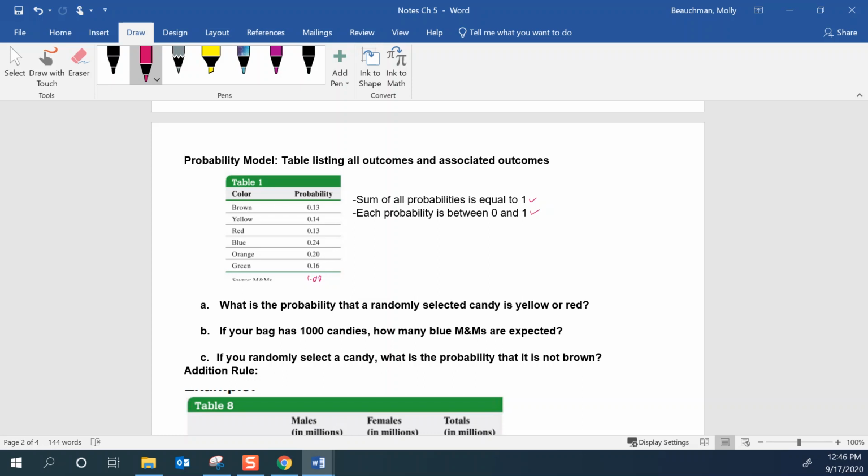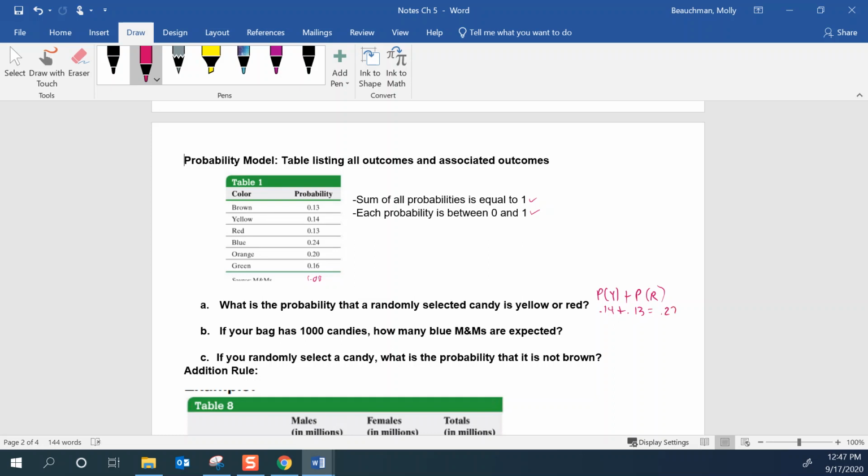To answer questions about the probability model, we take a look at the table. What is the probability that a randomly selected candy is yellow or red? In the table, we find the probability of yellow, and we add to that the probability of red. This is the addition rule: probability of yellow plus probability of red, the OR added together. We take 0.14 and add the probability of red, which is 0.13, so the total probability is 0.27.